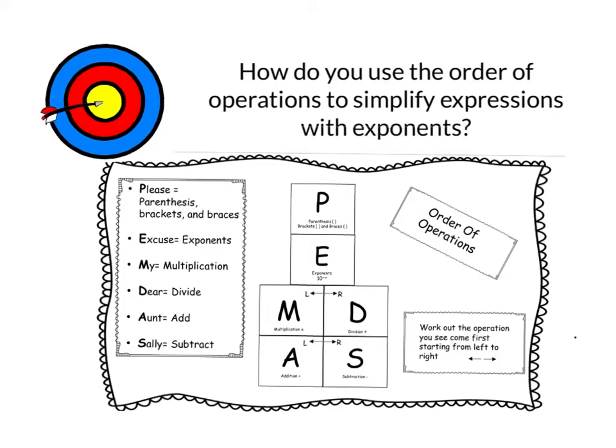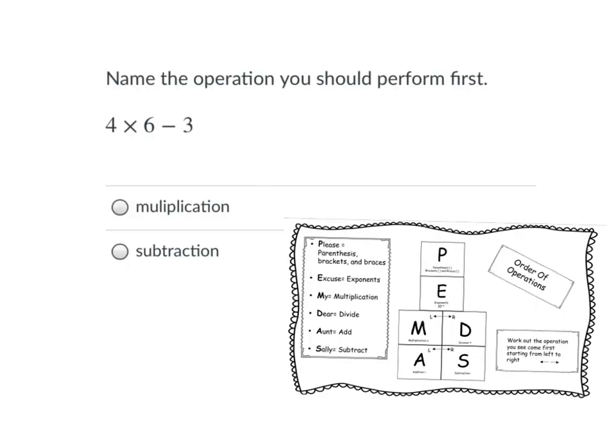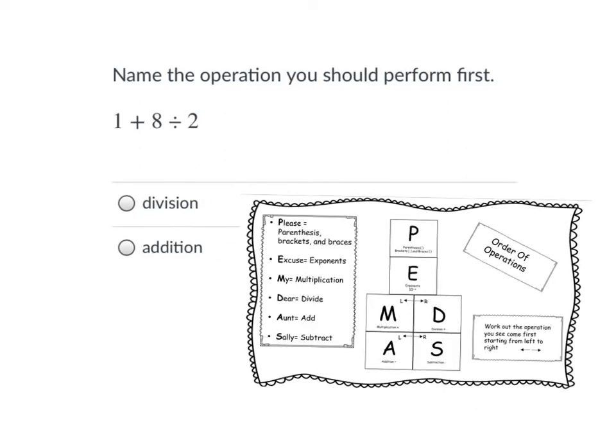This video reviews HMH Lesson 9.3, How do you use the order of operations to simplify expressions with exponents? Name the operation you should perform first. We have 4 times 6 minus 3. So we have multiplication and subtraction. In this case, we would do multiplication first.